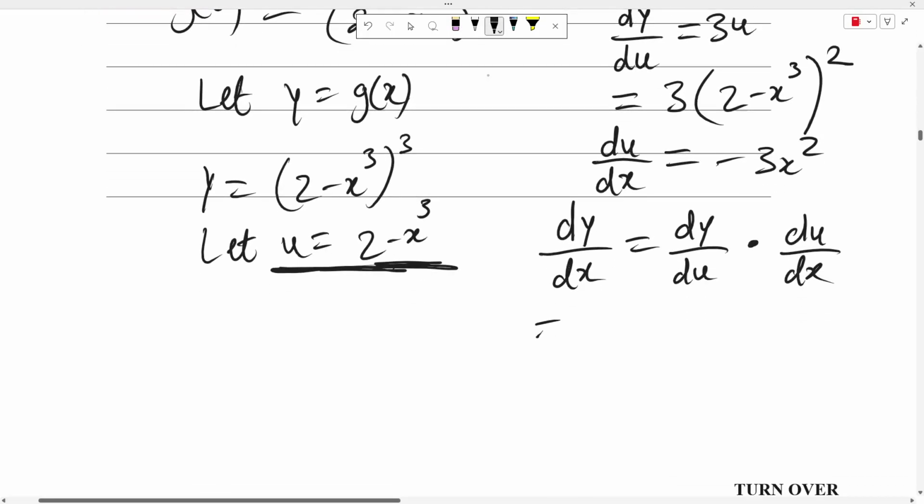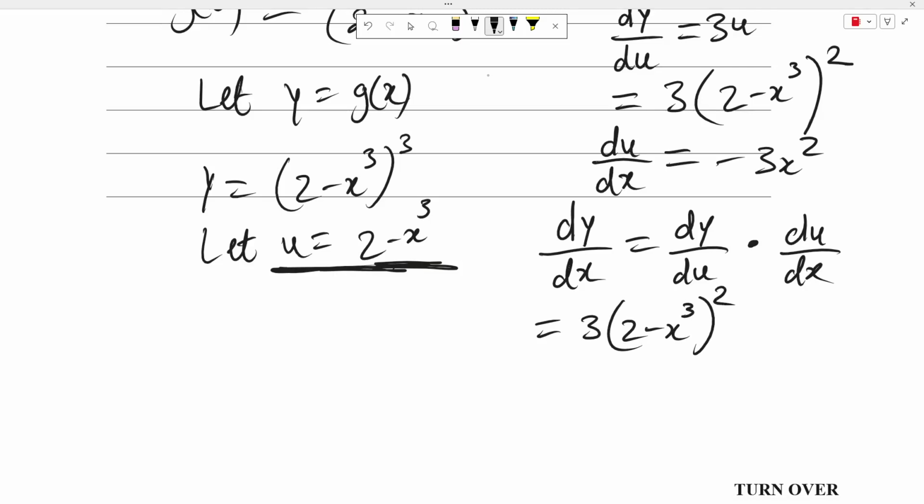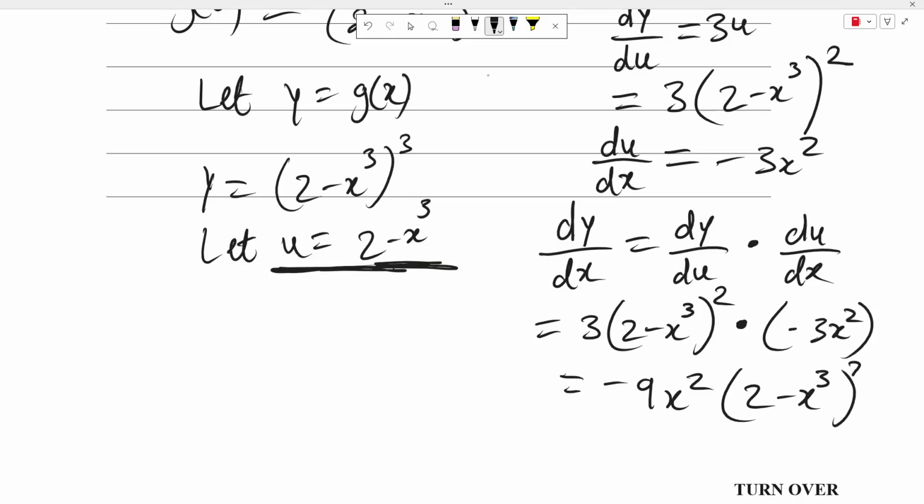So we're going to get 3 multiplied by 2 minus x cubed whole squared multiplied by minus 3x squared. If you multiply this, you'll get negative 9x squared multiplied by 2 minus x cubed whole squared. Now, we know that this is equal to g dash of x. So I'll just write that down.